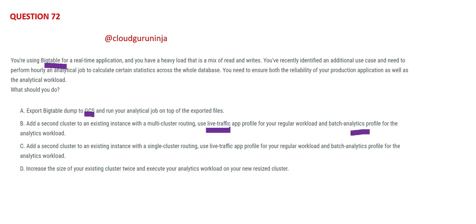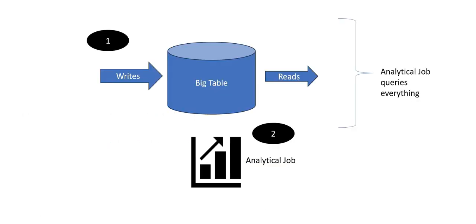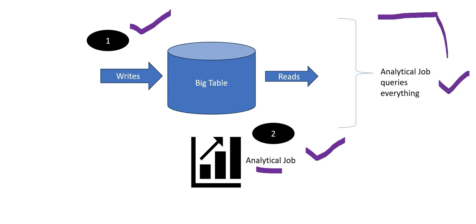So what is the story? See, there are two elements to the story. That's why I have marked one. One says I have Bigtable, I am getting lots of writes and there are reads also happening. I have high writes, high reads. That is scenario one. Plus it is saying, boss, also I have scenario two where I'm having an analytic job here and it will scan this entire database.